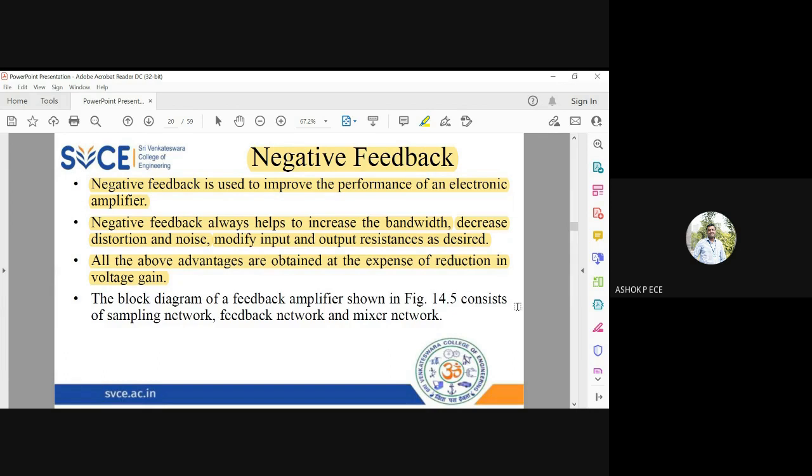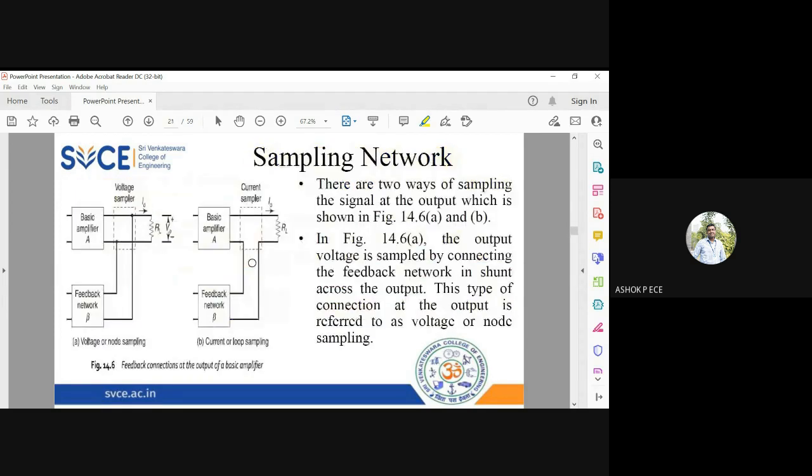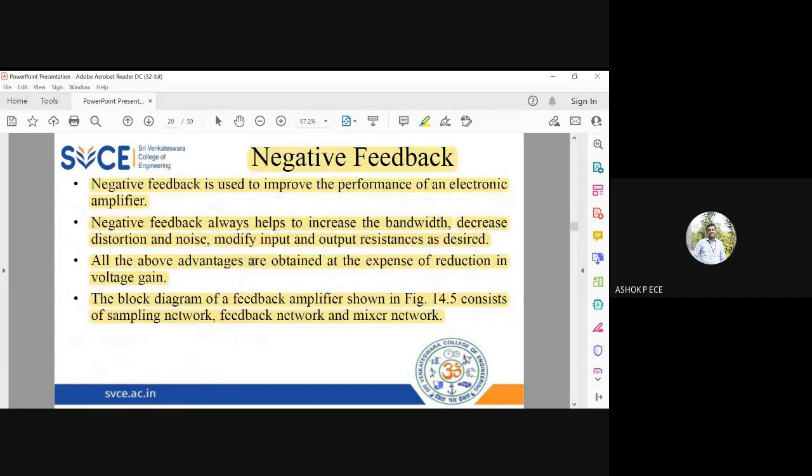Also, the reduction in gain, or reduced value of voltage gain, is the only drawback you see in negative feedback. So the block diagram of the feedback amplifier we have already seen. Now we are going to see the different types of sampling networks and mixing networks.